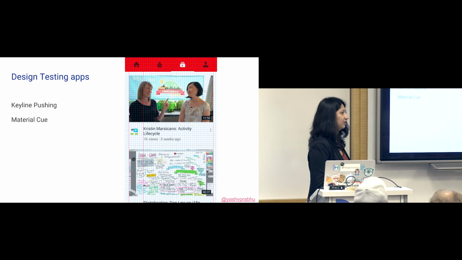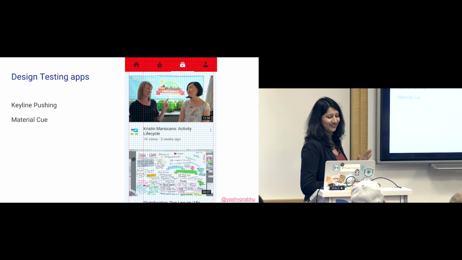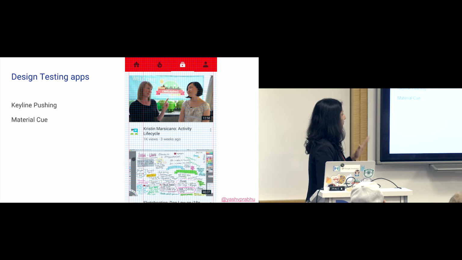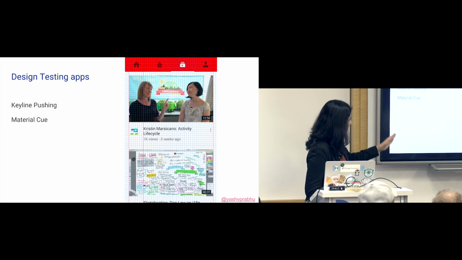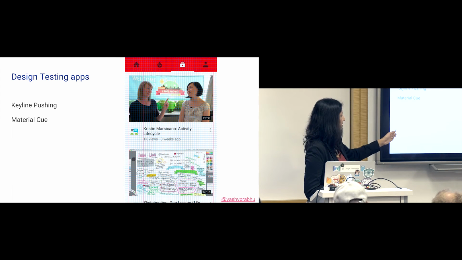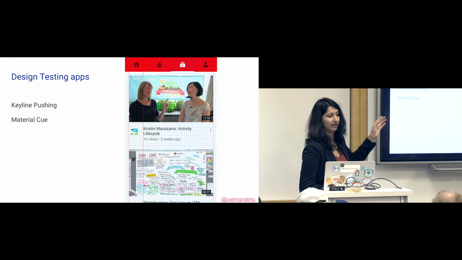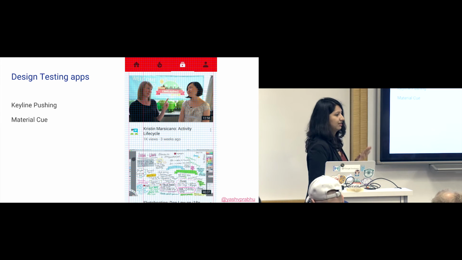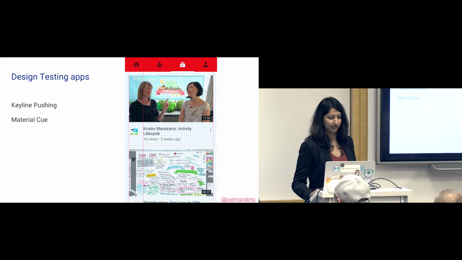So there are some really cool design testing apps out there. This is a screenshot from Android Dialogues, where you can see that these two apps, Keyline Pushing and Material Queue, overlay a grid on top of your app. So I've overlaid a grid on top of the YouTube app, and you can see that there's a 16 dp margin where the image starts, and there's a 72 dp margin where the text starts. So you can see that the YouTube app is following the material design guidelines.